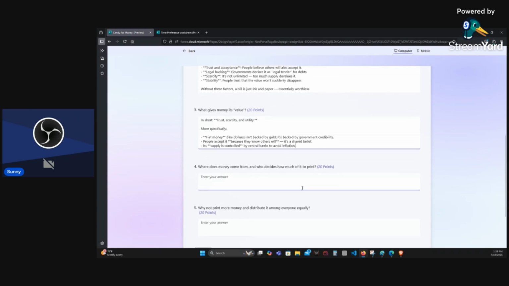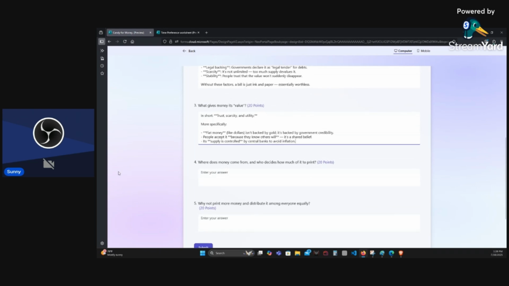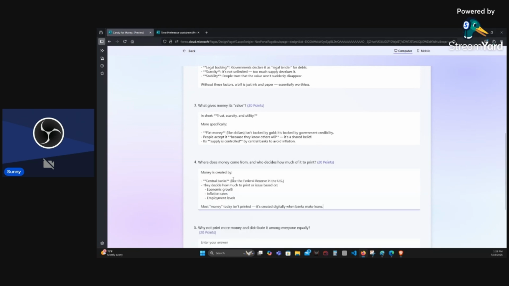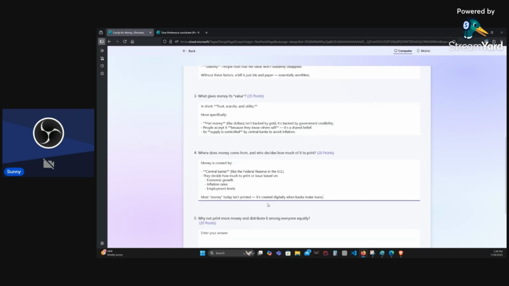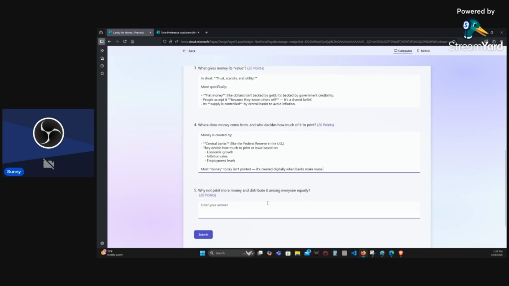Number four, where does money come from and who decides how much to print? Again, I would love your guys' answer depending on where you live, your environment. So I will put in my answer right here. Money for us here, at least in the USA, is created by a central bank, such as the Federal Reserve of the US. They decide how much to print or issue based on economic growth, inflation rates, and employment levels. Most money today isn't printed; it's created digitally when banks make loans.